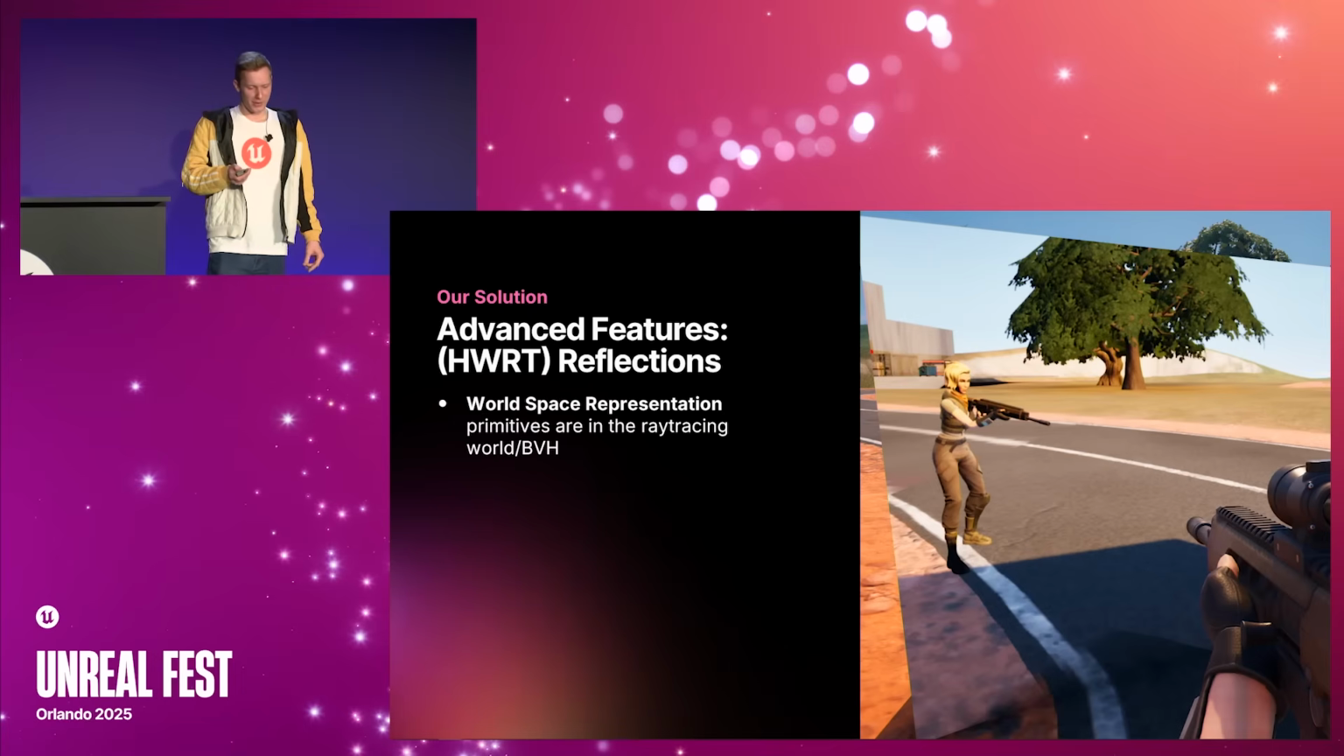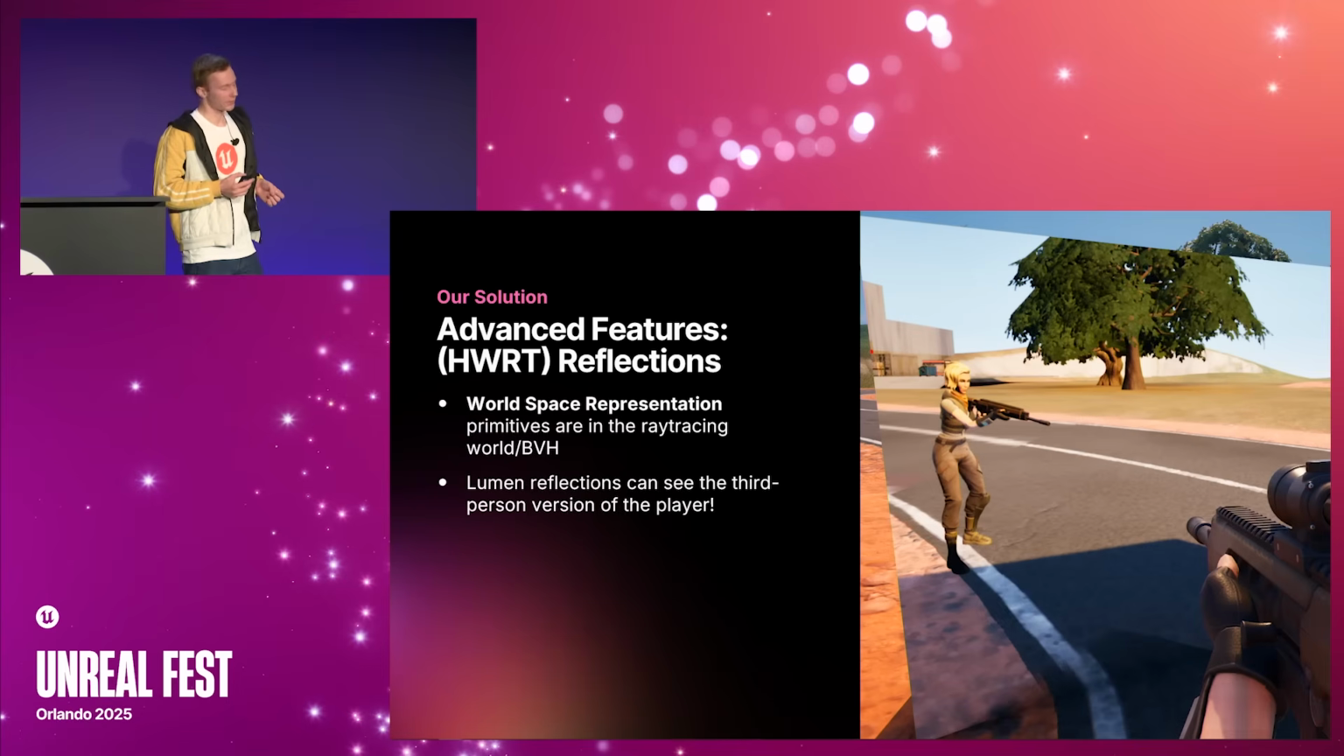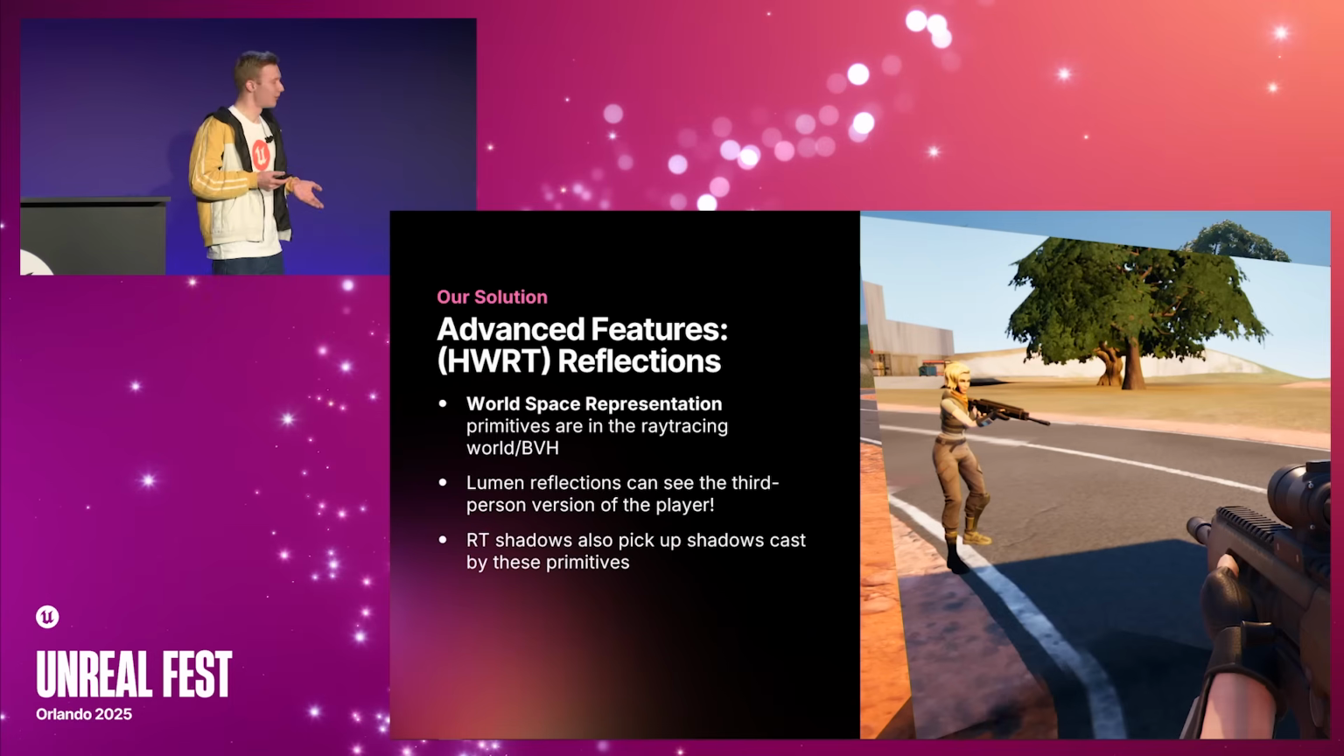Okay, hardware ray tracing reflections. So we now have this convenient world space representation, and while we were at it, we just put those primitives into the ray tracing world, into the BVH, and what that gives us is that Lumen reflections can now see the third-person version of the player. So that works straight out of the box. You just walk up to a mirror, and Lumen can see the third-person you.